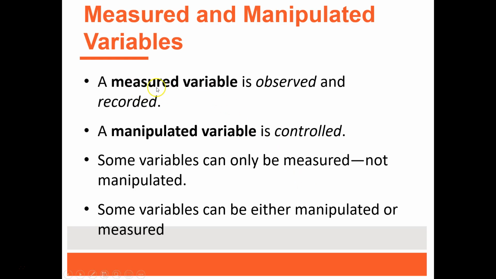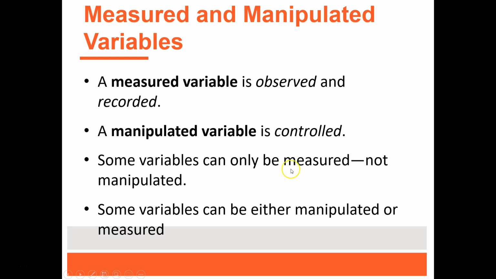Variables can either be measured or manipulated. A measured variable is something that you observe and record. All you're doing is measuring whatever that variable is. Whereas a manipulated variable is one that you manipulate, one that you control.